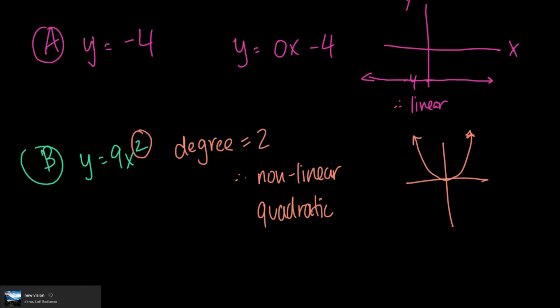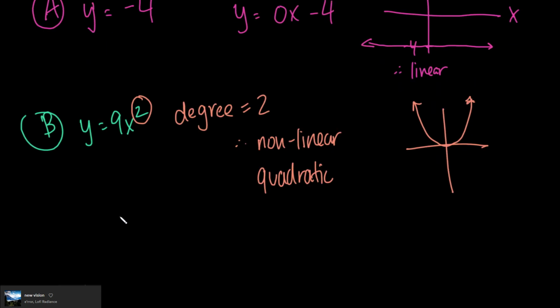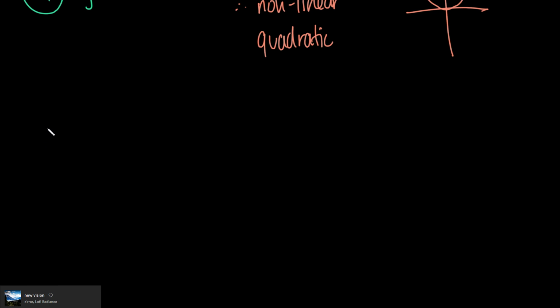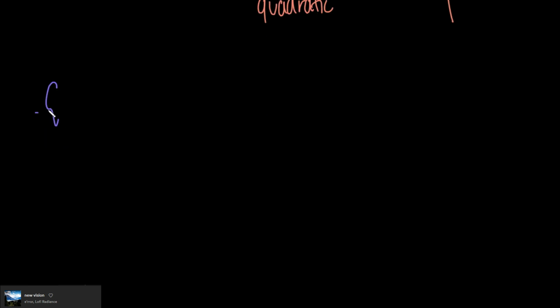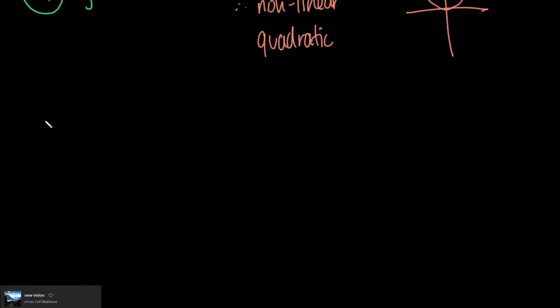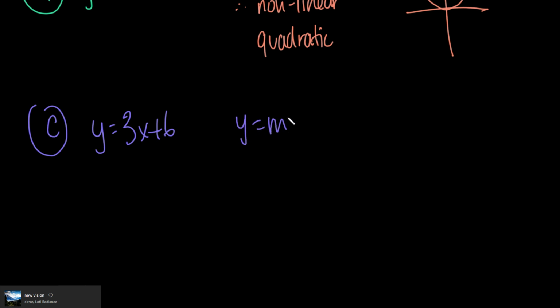But let's look at the other options to verify our answer. So this is question C. C states y equals 3x plus 6. In this case, I can look at my equation of a line. This very much follows y equals mx plus b, which means therefore this is linear.